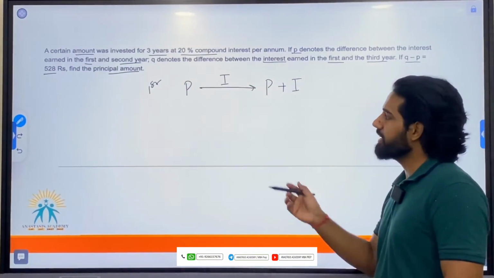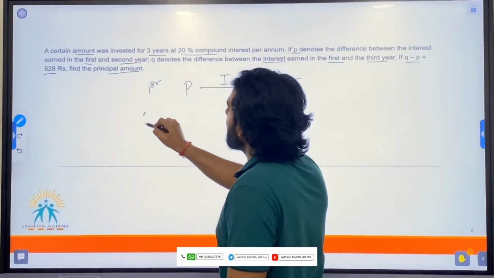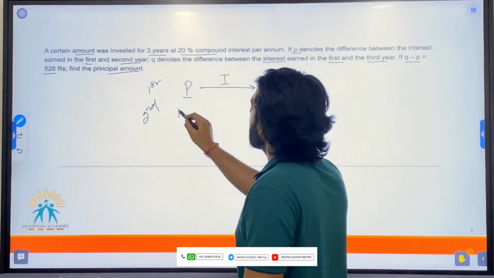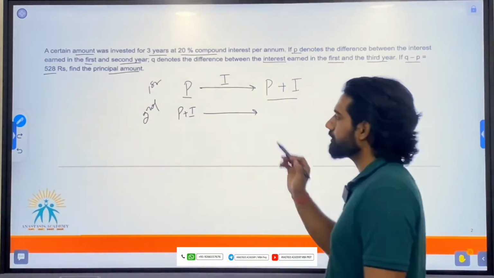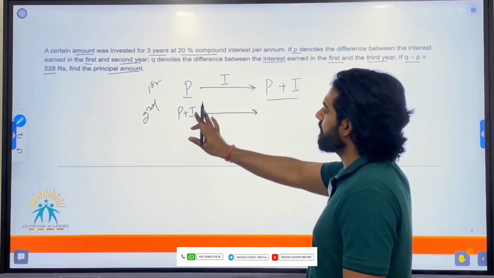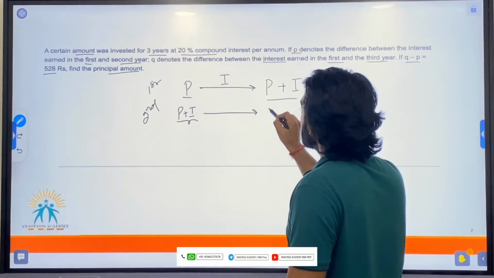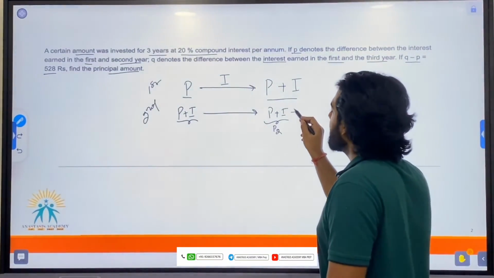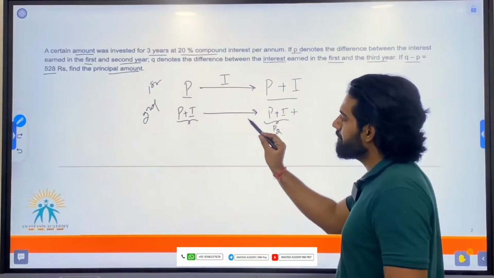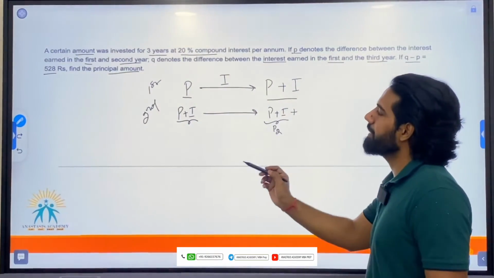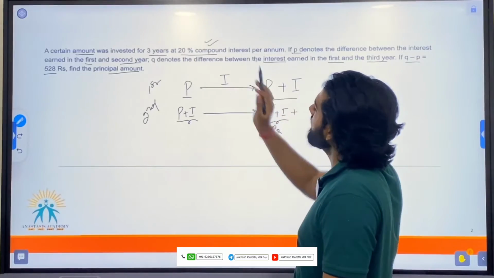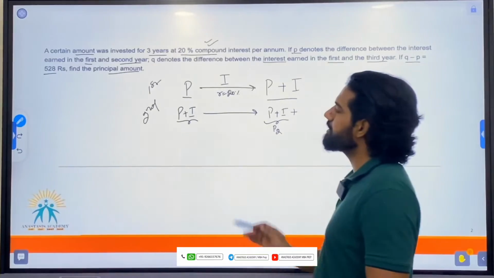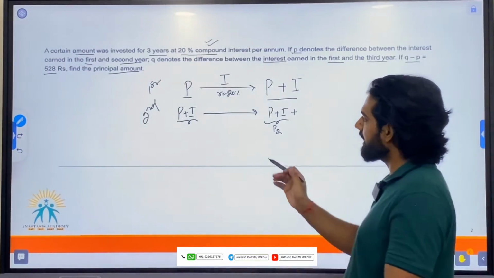In case of compound interest, the principal for second year is not P but P plus I. It gets updated, right? P plus I. So for second year, at the same rate of interest, the amount would be, this is the principal for second year, I am calling it P2, plus the interest amount. Now for the same rate of interest, for example, it is given that the compound interest rate is 20%. So 20% on principal for 1 year is I, right?